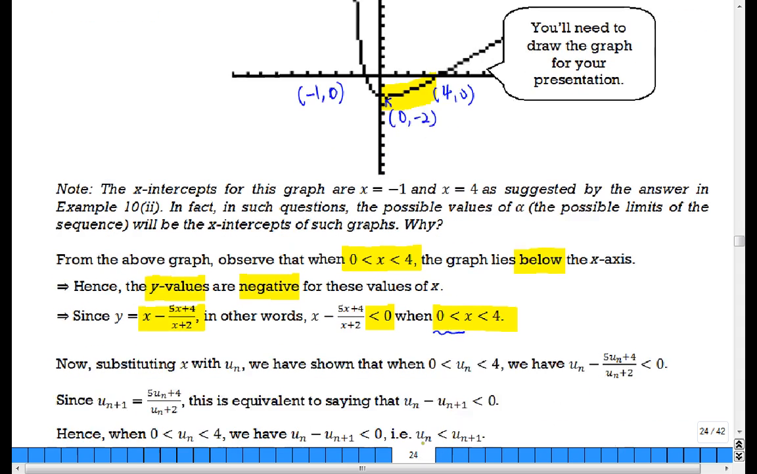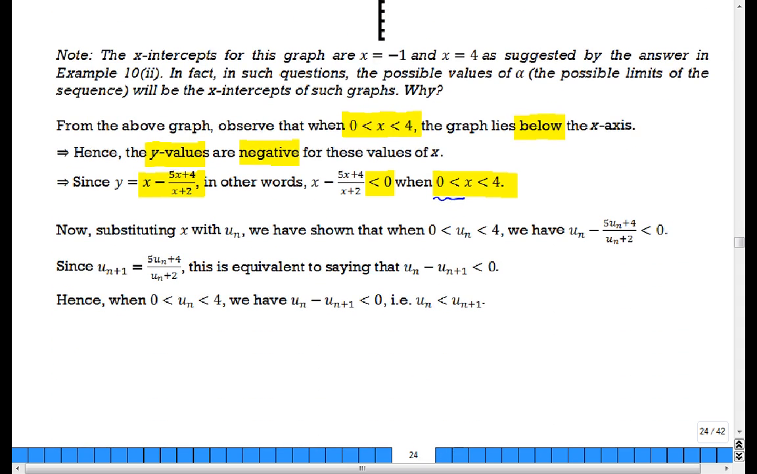So, therefore, from the graph, for x between 0 and 4, the graph lies below the x-axis. Therefore, this is negative. Then substituting x with u_n, we say this is negative. Then we replace this with u_{n+1}, therefore this is negative, therefore u_n is smaller than u_{n+1}. Not much copying, but I hope you get the idea. Is that all right?